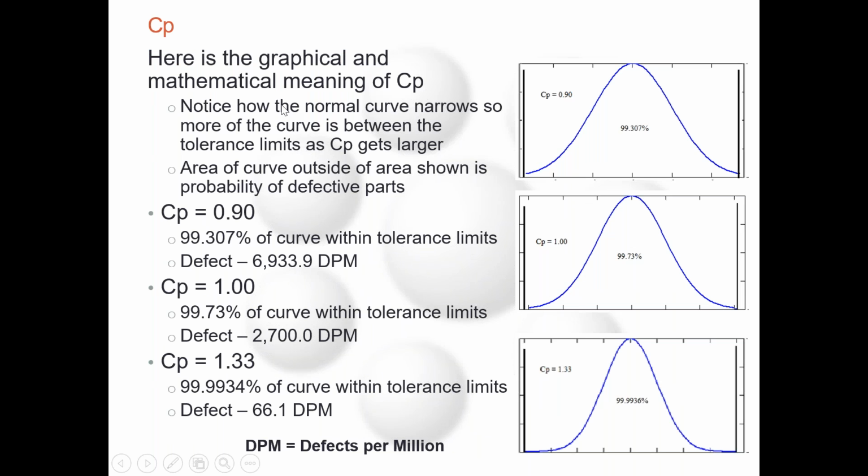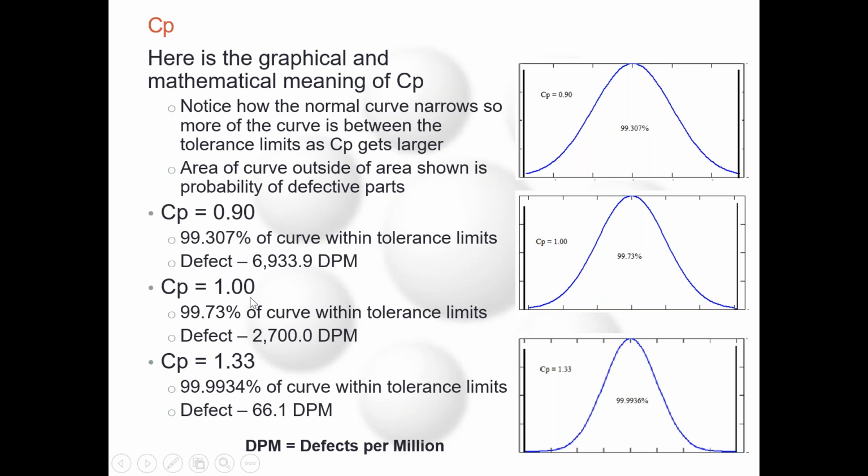So I wanted to give you a chance to see what CP is. So a CP of 0.9, that's this top graph right here. And you can see the tails tend to go off, but they haven't really reached close to the bottom yet. And that tells me that if I was doing this level of work, CP 0.9, I should expect about 7,000 defects per million.